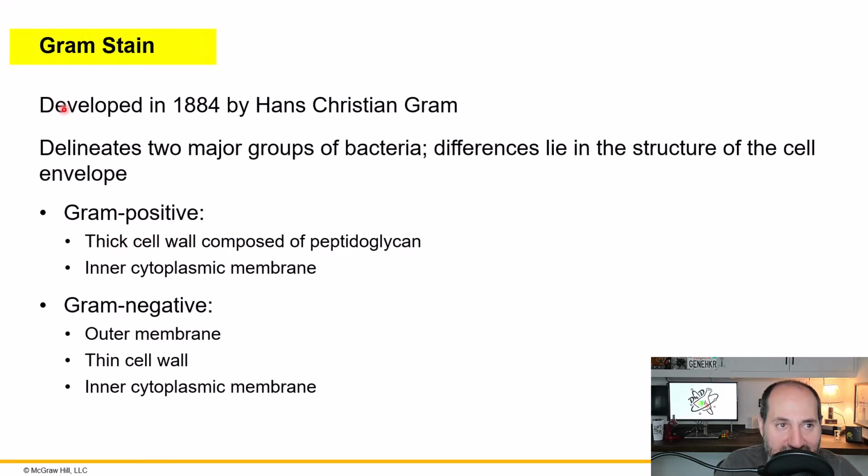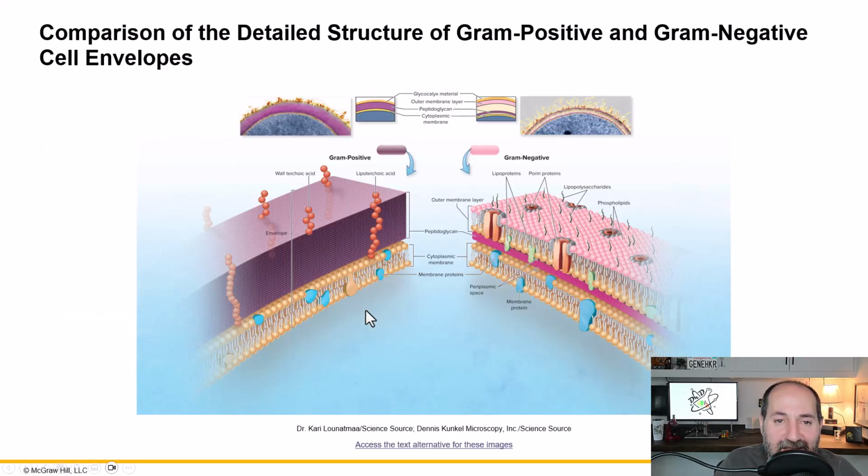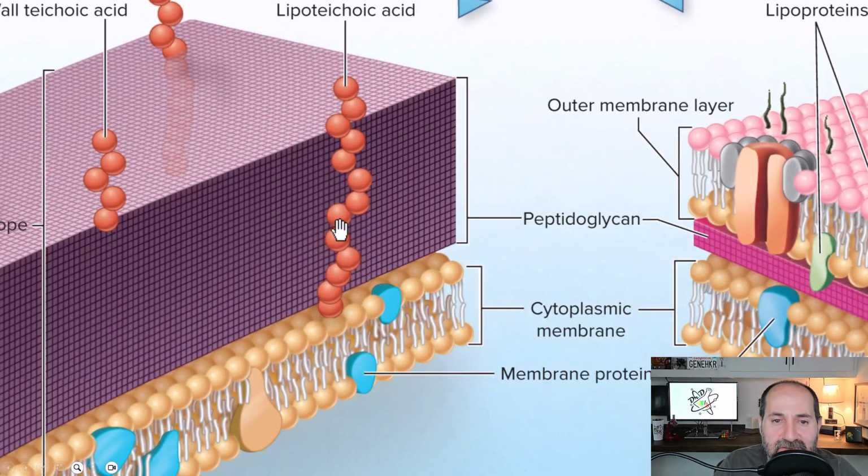The Gram stain, developed by Hans Christian Gram. This delineates between two types of bacteria, right? The gram-positive bacteria, remember, that have a thick cell wall of peptidoglycan, and the gram-negative cells, which have a thin cell wall of peptidoglycan, but they do have an outer membrane as well. Do you remember this? We need to know this.